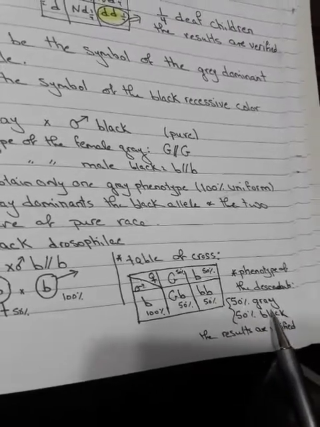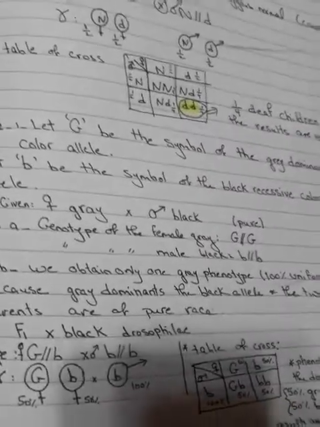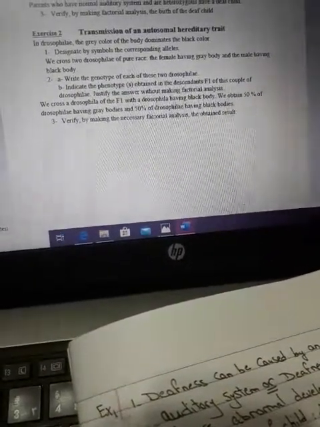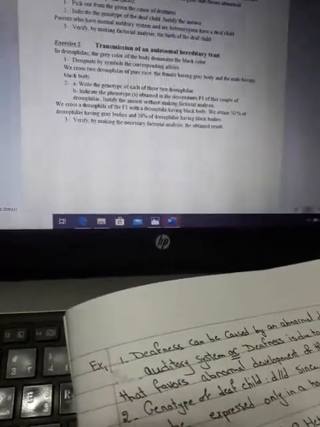This is the result given in the exercise. They mentioned that 50% will be gray and 50% black. Thus, you should mention at the end that the results are verified.